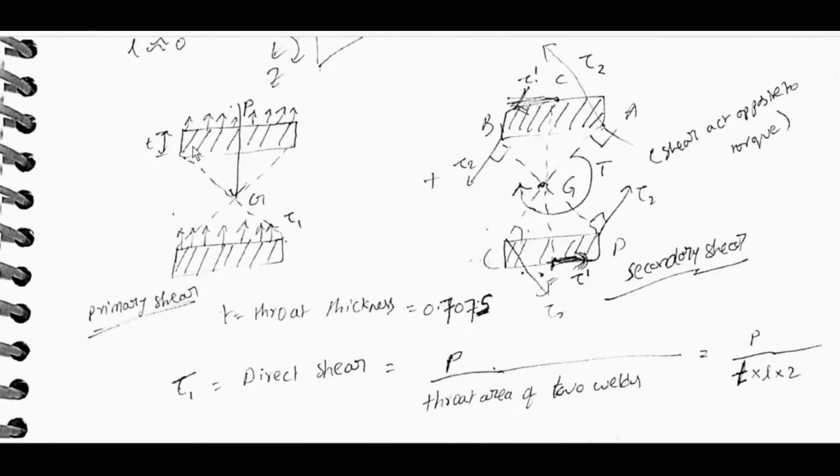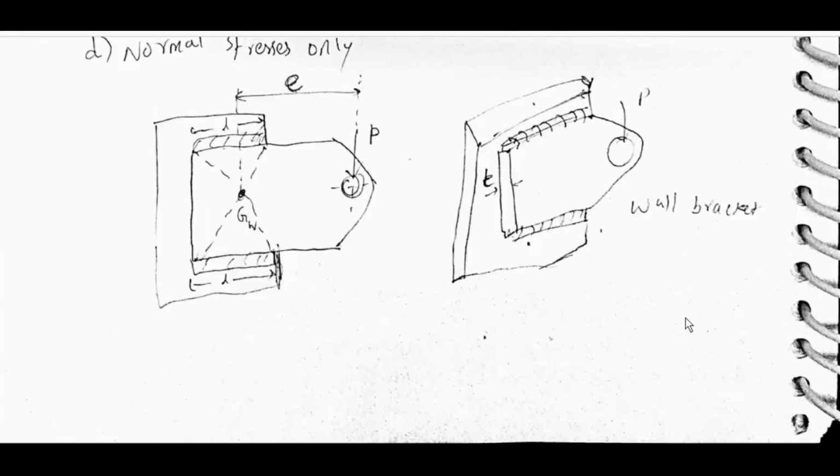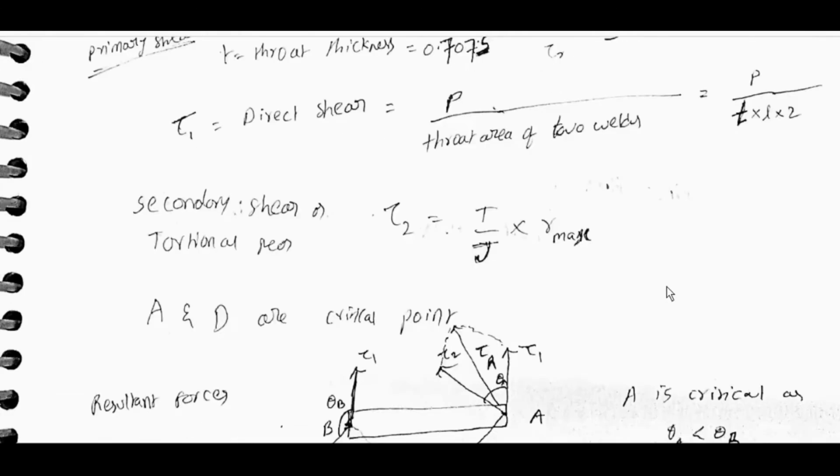Primary shear is due to the direct load. Secondary shear will be perpendicular to the line from G, opposite to the direction of torque. Throat thickness t is equal to 0.707 s. Tau 1, the direct shear, is equal to P by the throat area of 2 L's, which is equal to P by t into L.